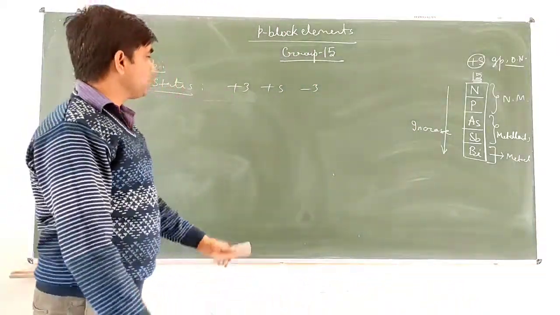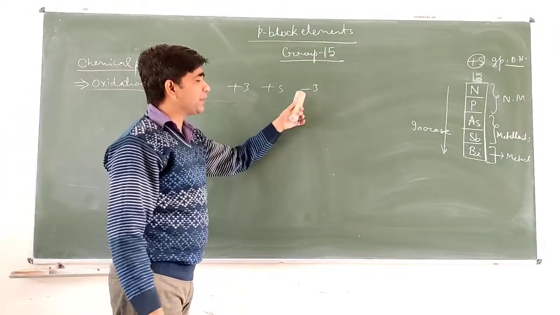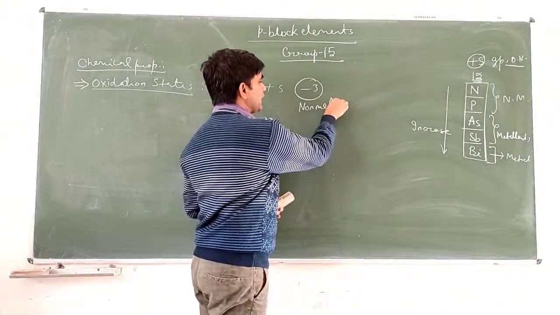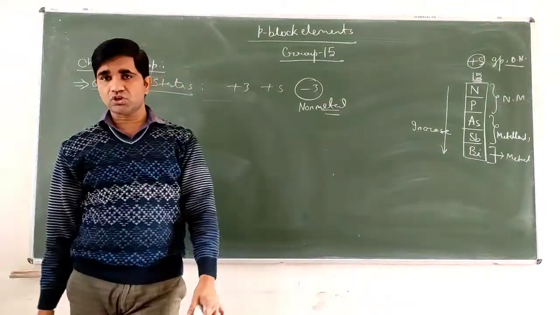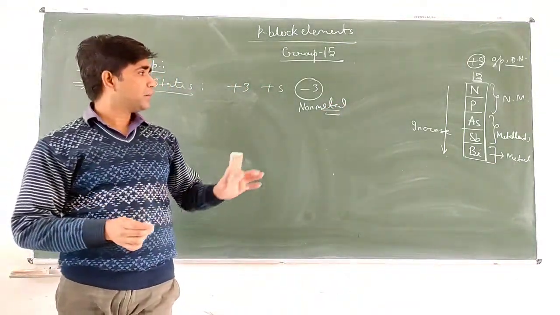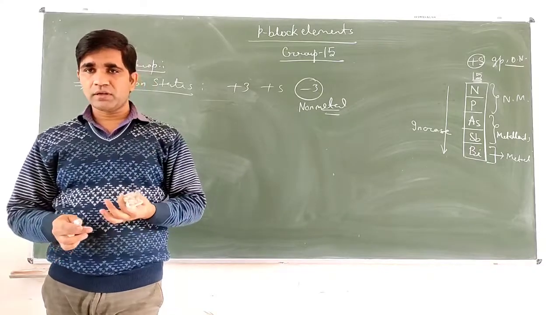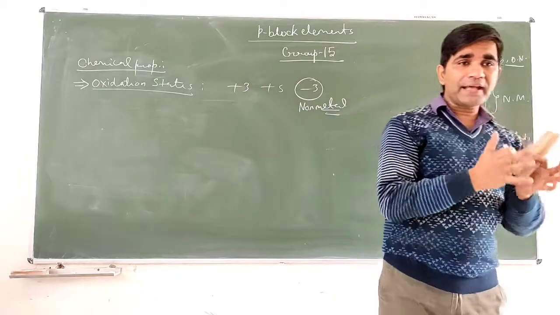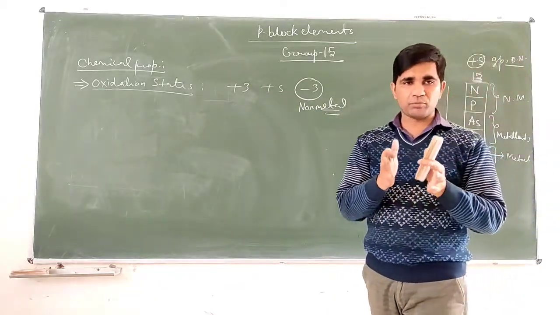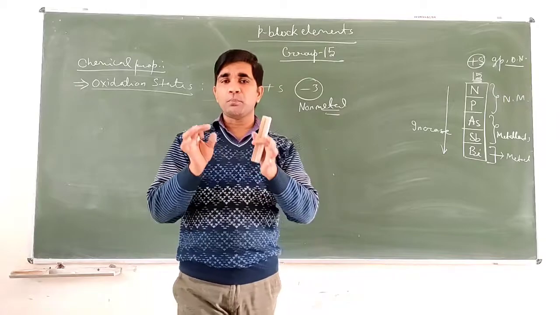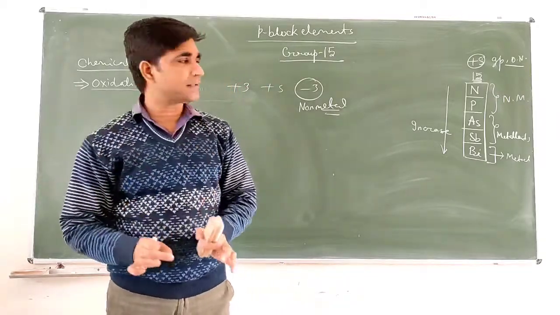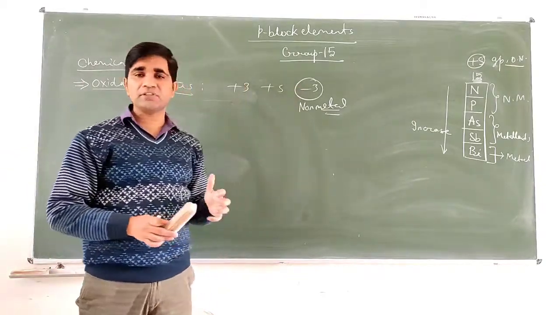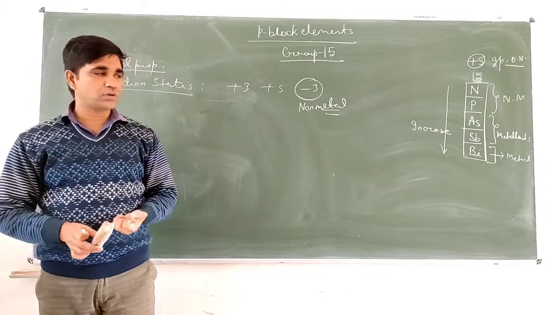Clear? The negative oxidation number is exhibited by non-metals only. Metals cannot exhibit negative oxidation numbers. The oxidation numbers of metals are always positive. If you recall the elements of the d block, f block or s block, all the s block, d block and f block elements only exhibit positive oxidation numbers. None of these elements can exhibit negative oxidation numbers. So exhibiting negative oxidation number is a tendency of non-metals only.